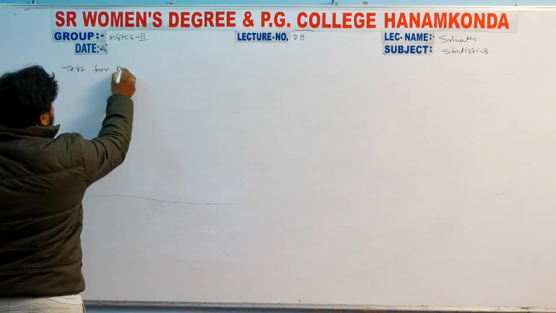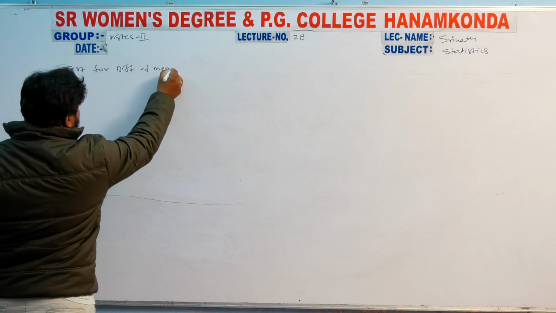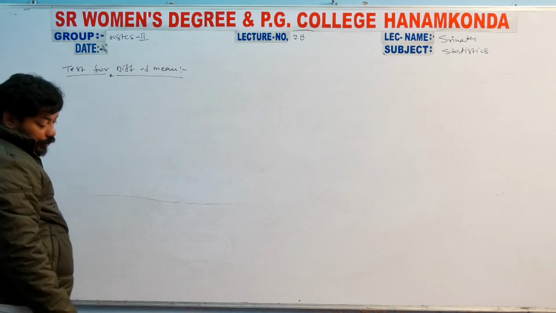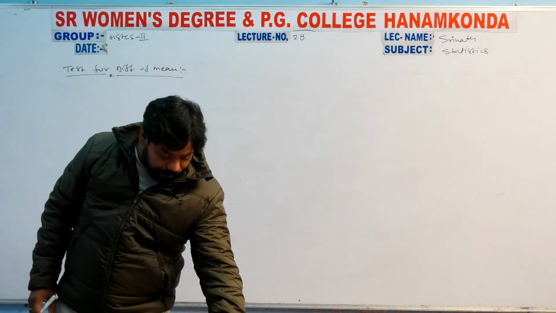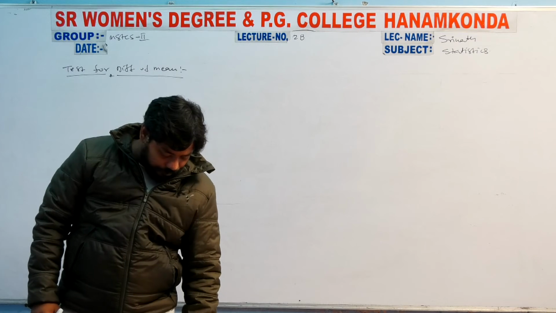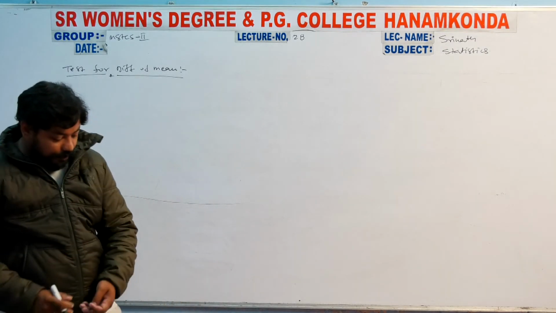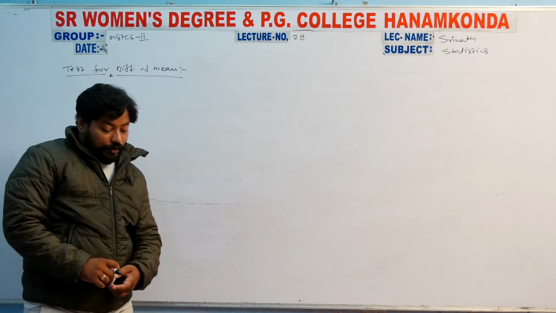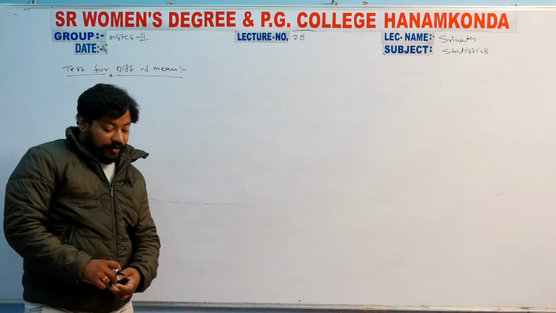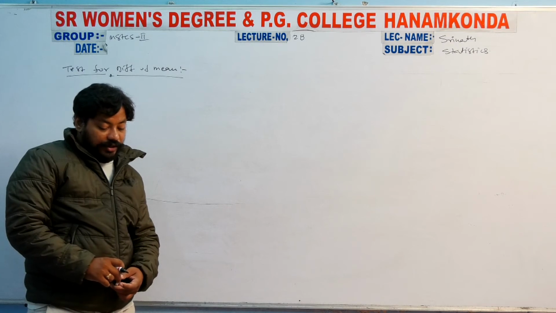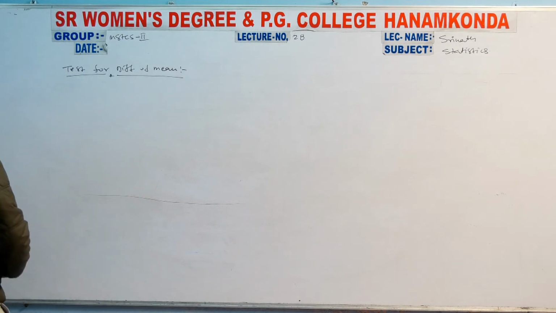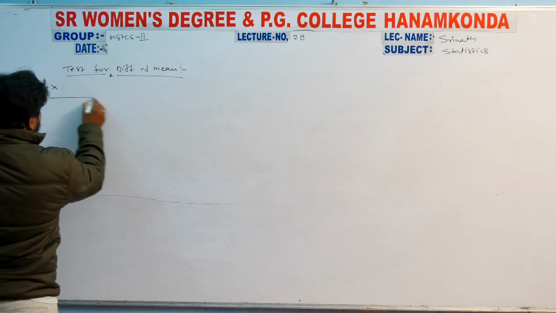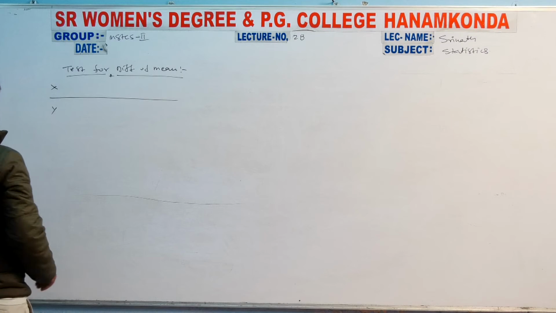Test for differences of mean. Here we have a problem related to two independent random samples of size 8 and 7 containing the following results. First is X, that is sample 1, and Y, that is sample 2.